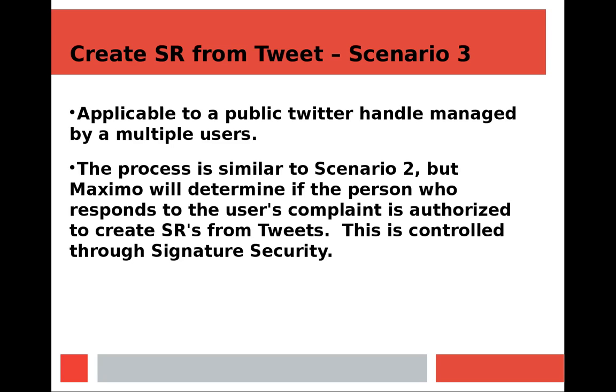This third scenario is similar to the second scenario, but in this case, the organization has a number of different user accounts who reply on behalf of the organization. A mapping can be made in Maximo between the Twitter account and a Maximo user, and through signature security, different users can be authorized to create an SR from a tweet. This gives an organization finer control on who can create an SR.